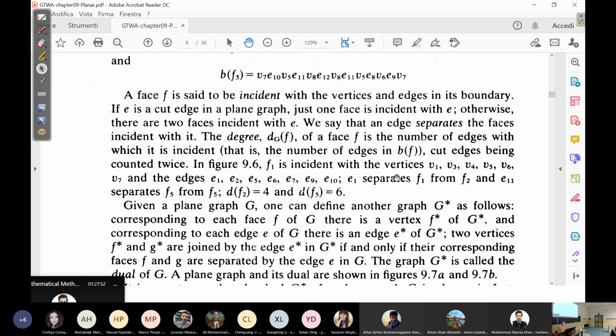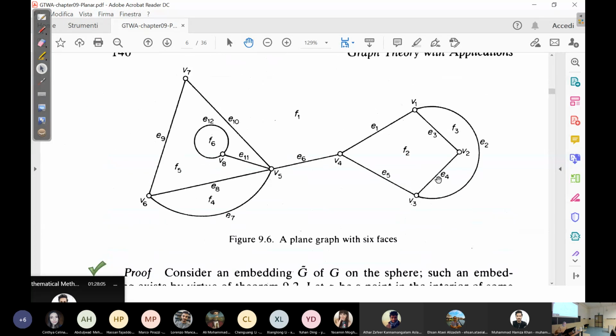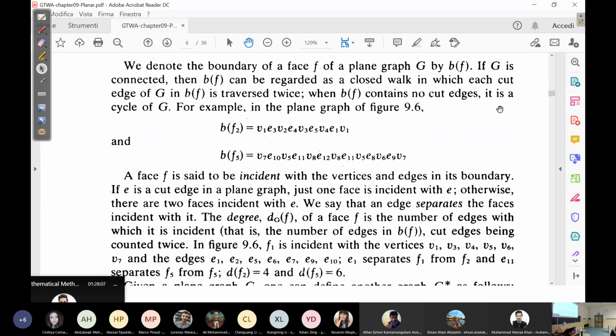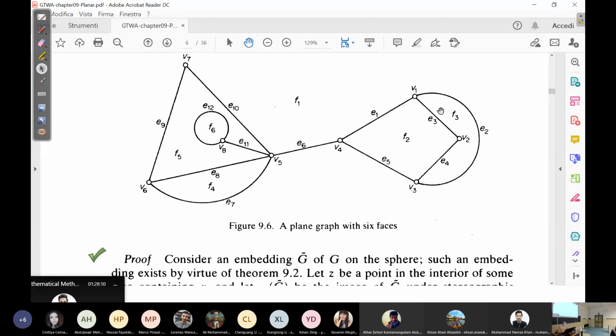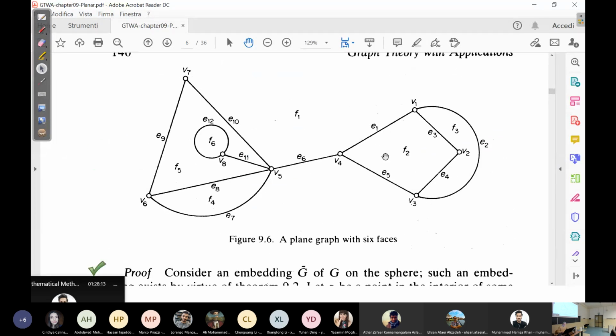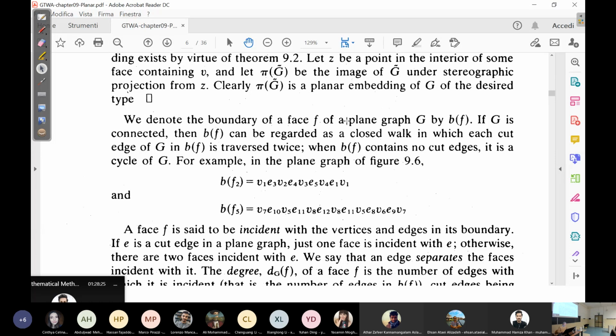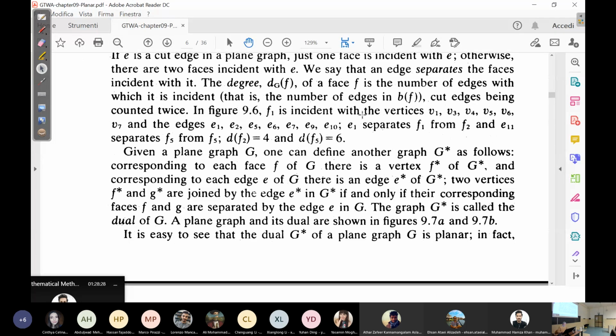Look at the picture and you see, for instance, that E1 separates F1 from F2. E11 separates F5 from itself. Actually, it joins, if you want, F5 with itself.